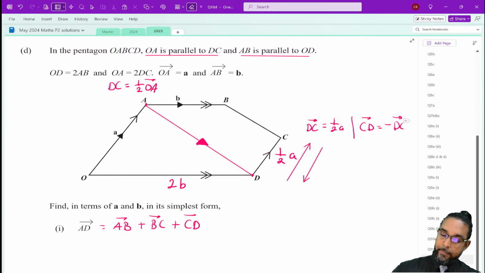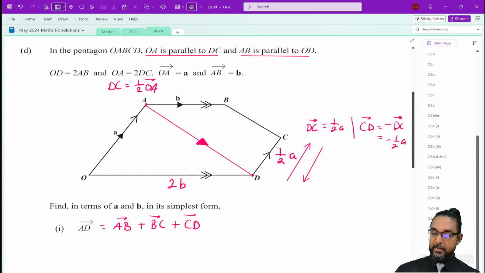Right. So CD is just simply minus DC, or the inverse. So the vector along CD would just be minus a half A. But same thing, we're missing that piece in the middle. So we have B plus, well, we don't know, and then minus a half A. So that doesn't really help.